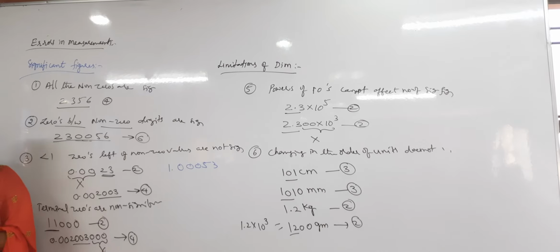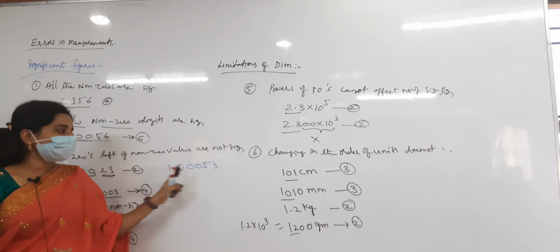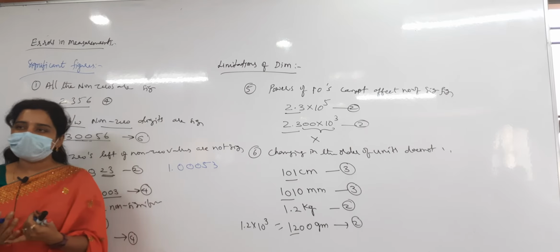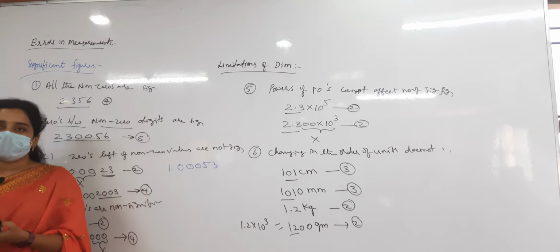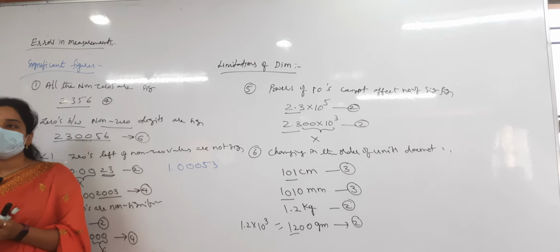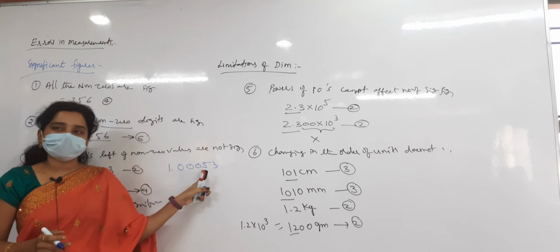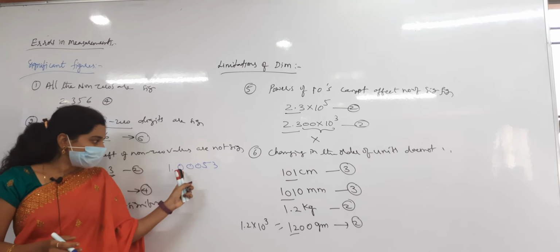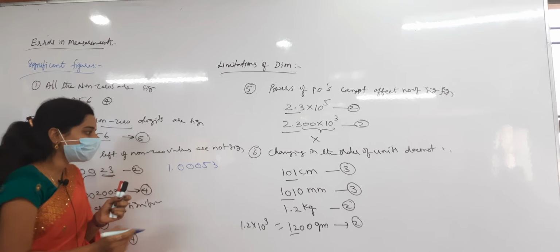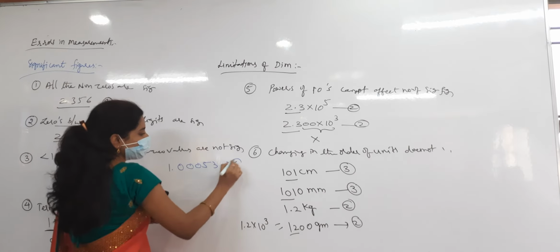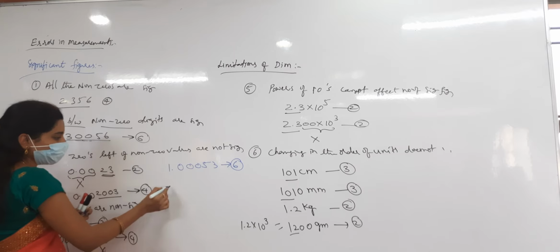As per the second rule, what can we say? The zeros in between the non-zero values only, that might have the decimal point, otherwise not. You have to follow the second rule: between the non-zero values, all the zeros are significant here. So in 1000 and then 53, how many significant figures are there? Nothing but 6.